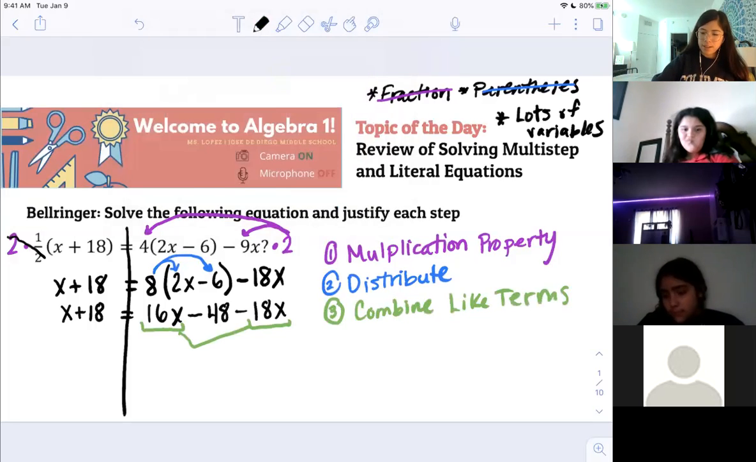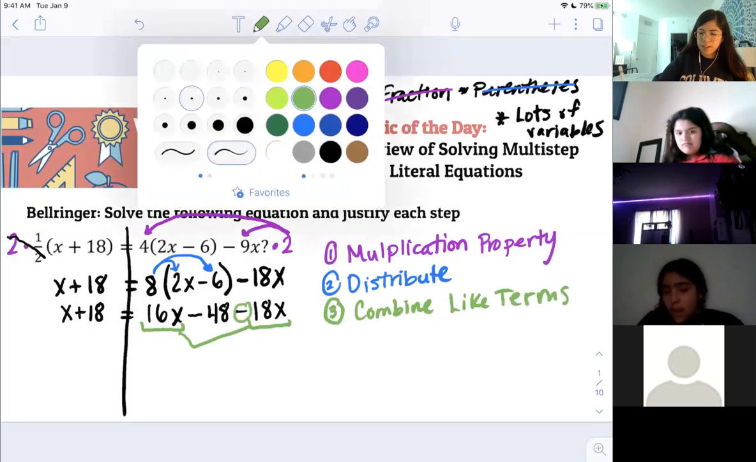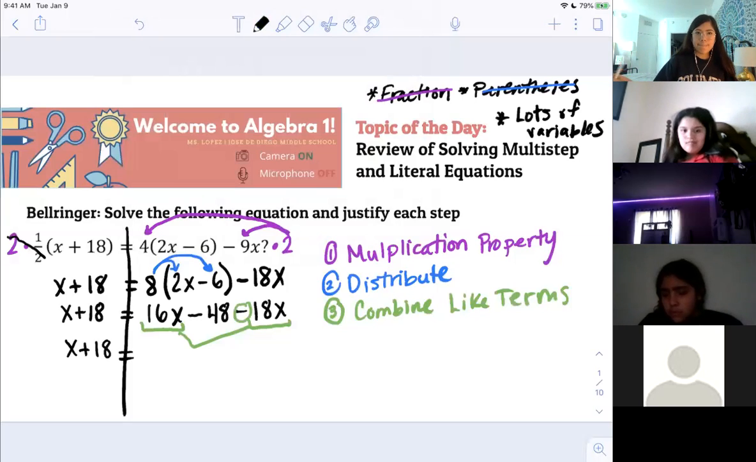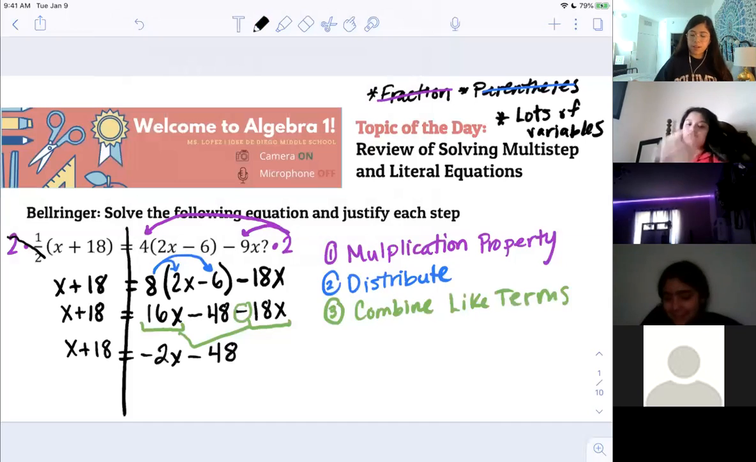Remember that the minus sign belongs to the 18. So we're subtracting. 16 minus 18 gives me? 2. Is it going to be a positive or a negative? Negative 2. Negative 2x. Bring down my minus 48. All right. And now we're almost there, but we still have variables on both sides.